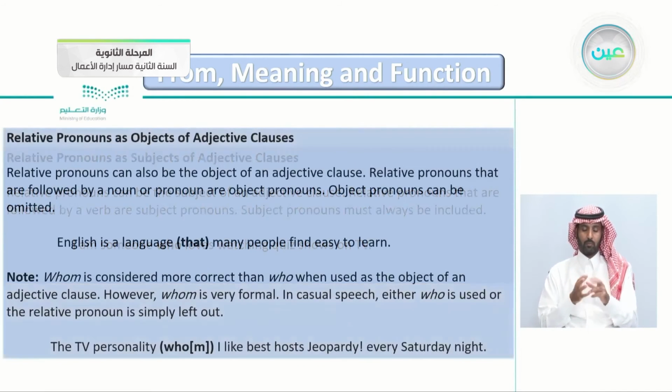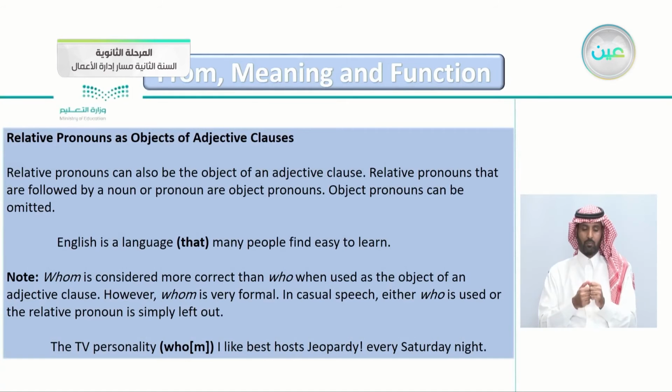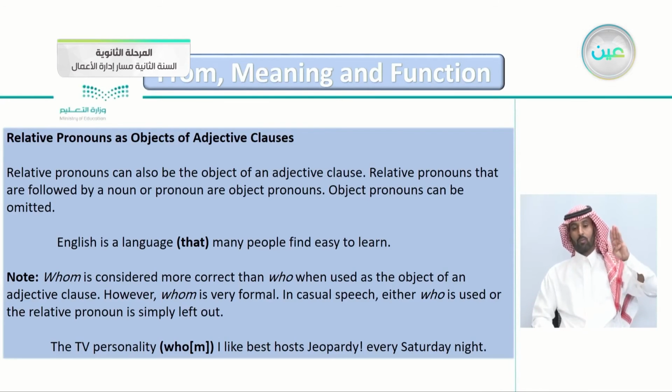So continuing here, relative pronouns as object of adjective clauses. Relative pronouns can also be the object of adjective clauses. Relative pronouns that are followed by a noun or a pronoun are object pronouns. Object pronouns can be omitted. Remember this, object pronouns can be omitted.